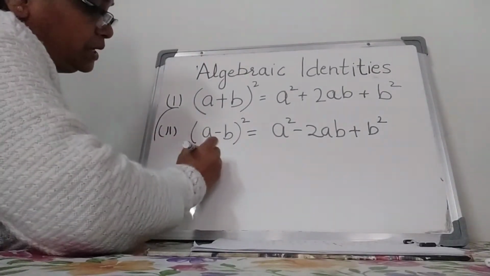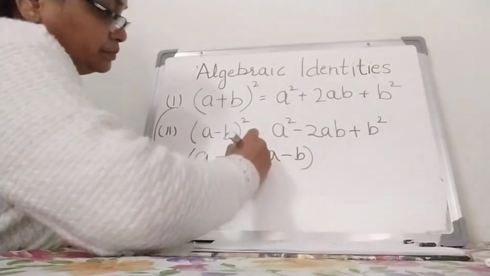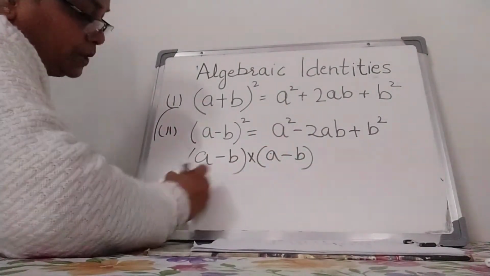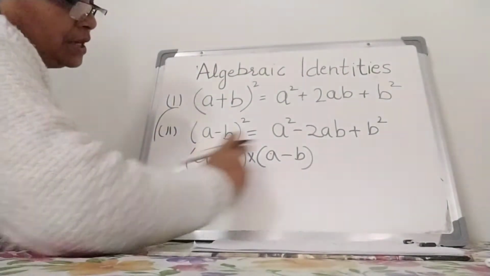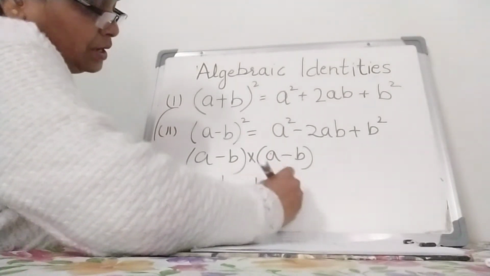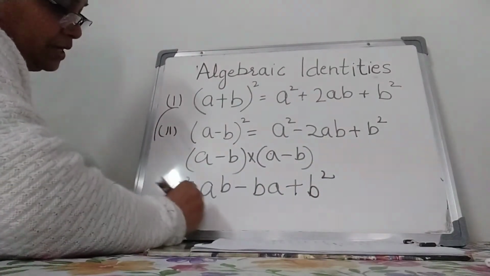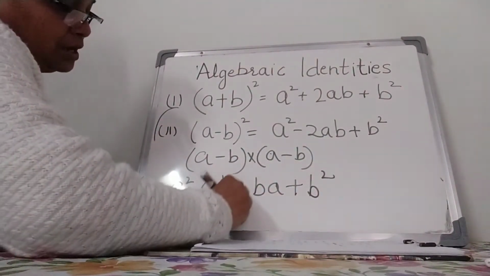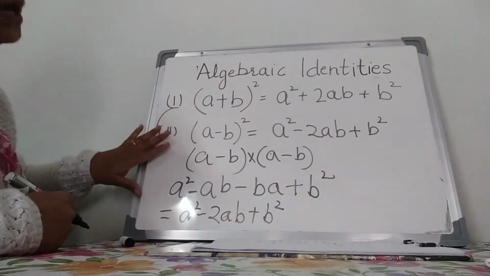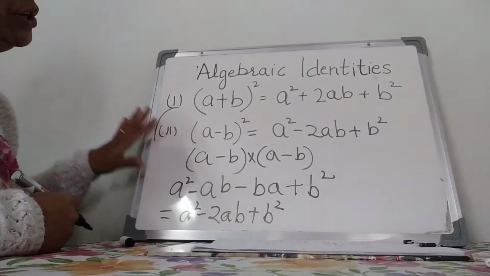Similarly, if we multiply a − b with a − b, we get a into a, that is a², minus a into b, ab, minus b into a, ba, and minus minus plus b². We get the right hand side a² − 2ab + b². So these are the two identities, and this is how we obtain them. Now we'll use these identities in different questions.